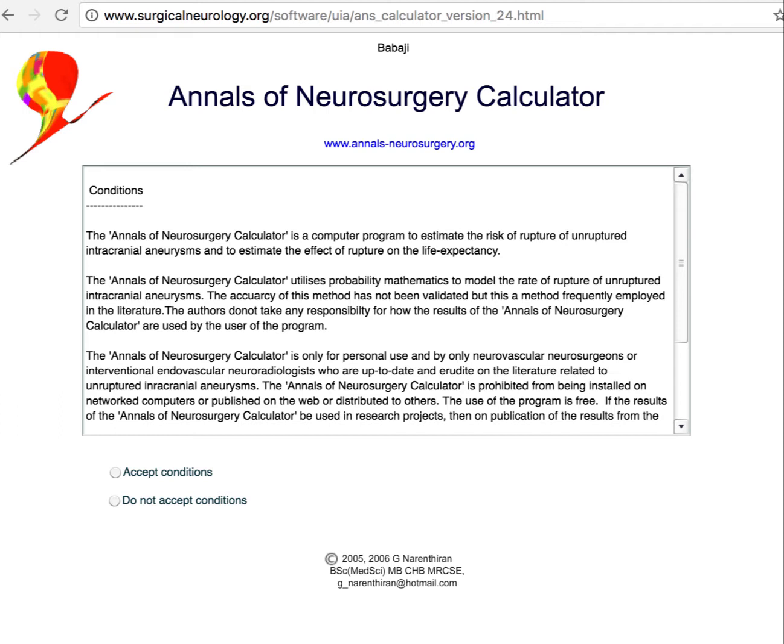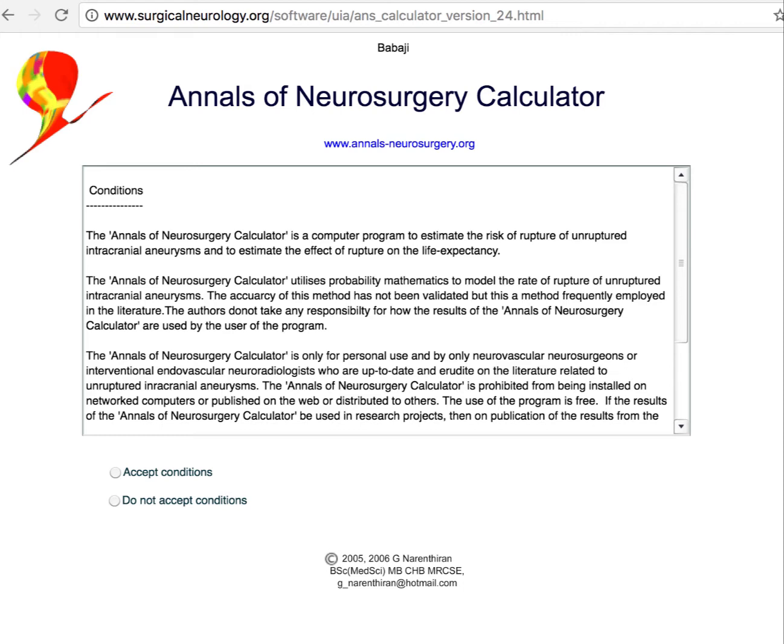This is a software that I developed back in 2006 to undertake the risk-benefit analysis on intervening in a patient with an unruptured aneurysm. What this calculator does is model the risk of rupture of an unruptured aneurysm, and then pit that against the risk of intervening, and give you an analysis of the risks and benefits.